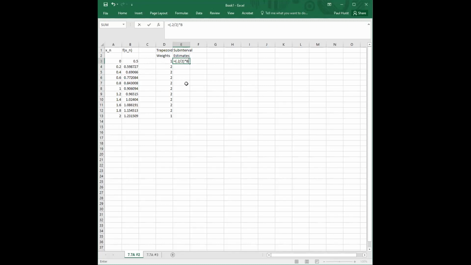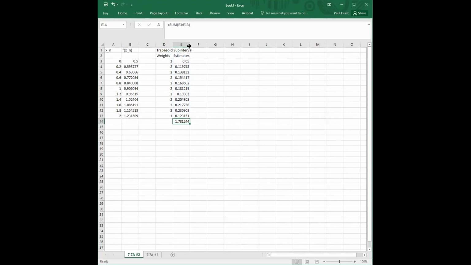So times B3 times the corresponding weight, which would be D3. And that will give me the value there. And then I can drag this down and it gets all the values. And then down here, I'm going to just calculate the sum. So sum of E3 through E13. And that gives me there. Now that is the answer. This right here is the answer for the trapezoid rule.